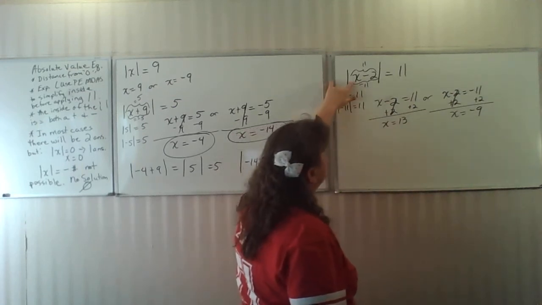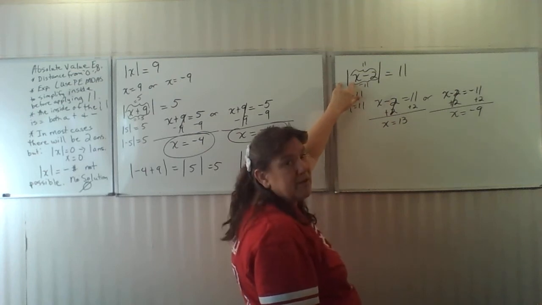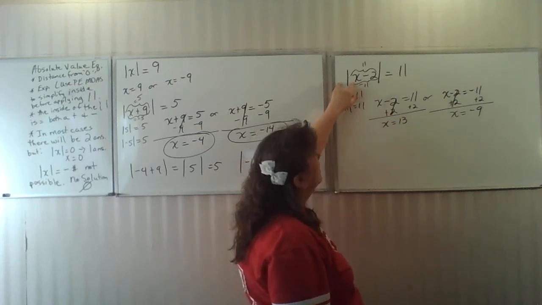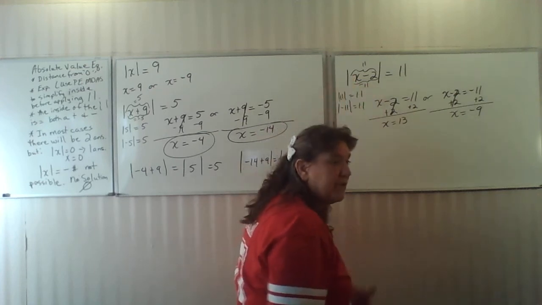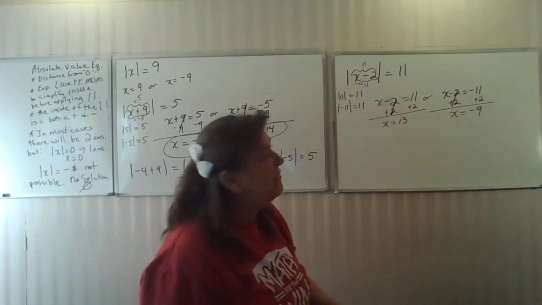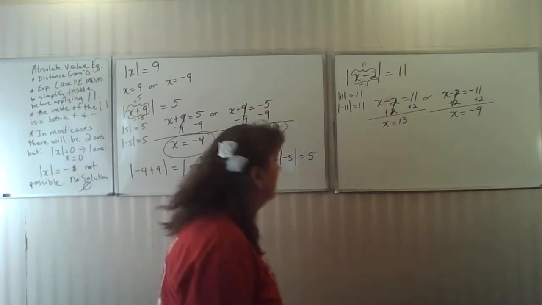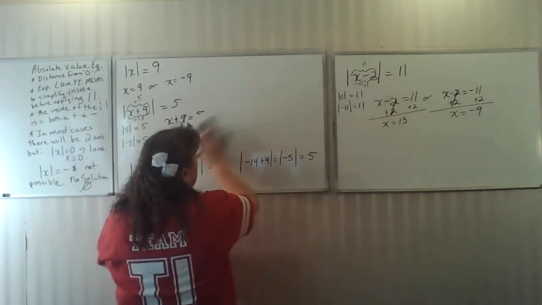I can check it. 13 minus 2 is 11. Absolute value of 11 is 11. Negative 9 minus 2 is a negative 11. And the absolute value of a negative 11 is 11. So it's a true statement. Okay? Now let's look at another one.